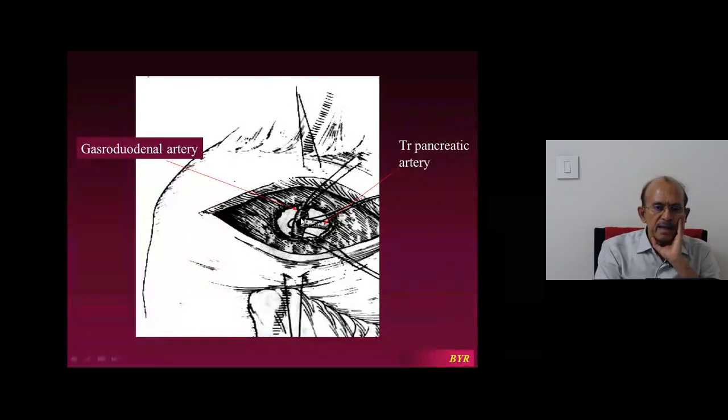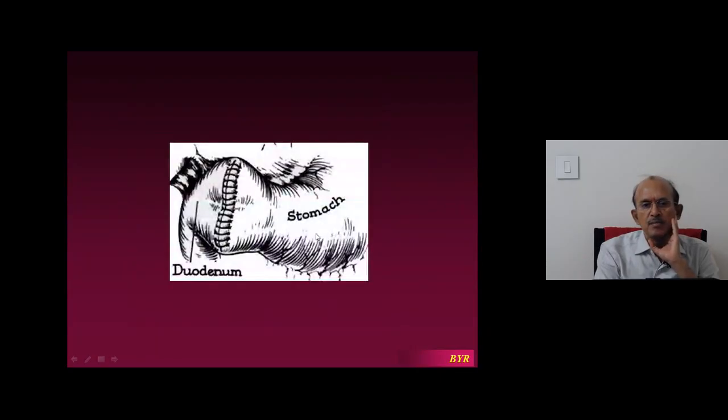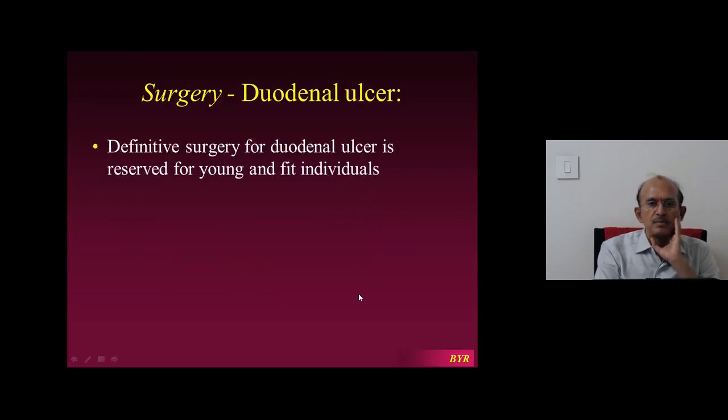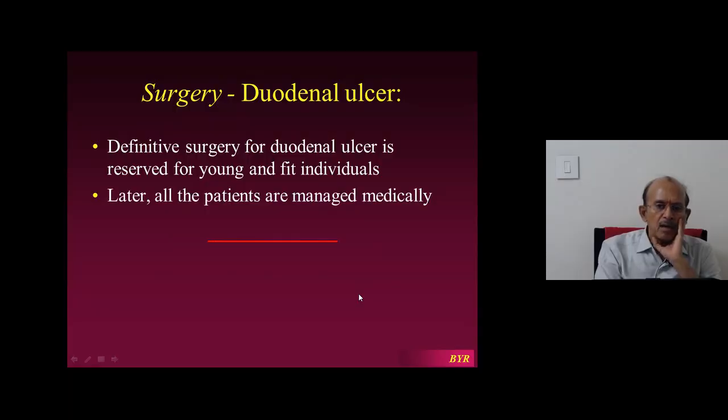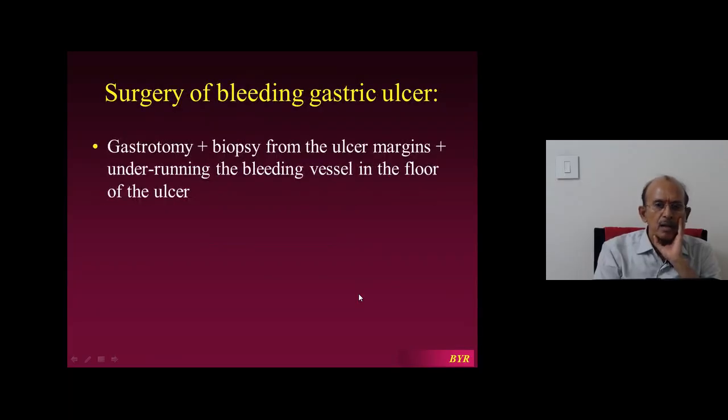The pulsating artery is there. You ligate it at 3 points, one above, one ligature below, and the third ligature is towards the right, because there is the transverse pancreatic artery. So these 3 must be applied. Then close the duodenum in a vertical fashion. That is the pyloroplasty operation. Different surgeries for duodenal ulcer like vagotomy can be done in fit and young individuals. Later, all the patients are managed medically.